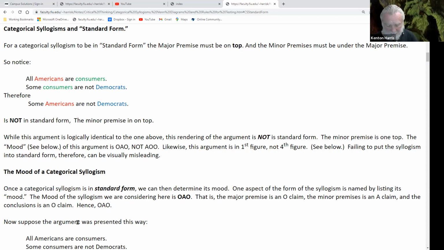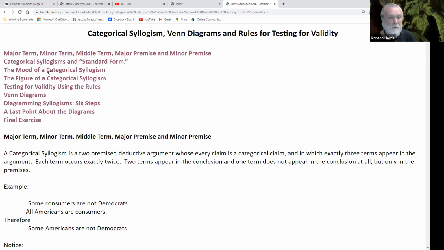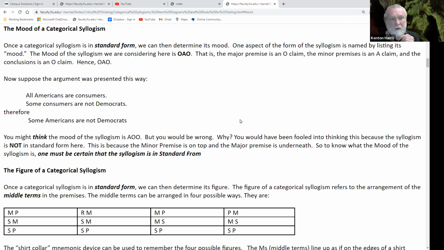So skipping ahead, let's talk about the mood of a categorical syllogism. The mood is basically this: you list the kind of categorical statements comprising the syllogism, and you list them from top to bottom. So the syllogism that we're looking at is OAO, that's the mood, right? That's not very complicated. No, it's not very complicated at all.